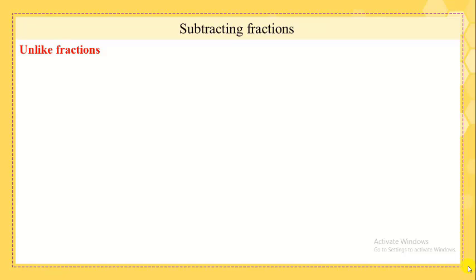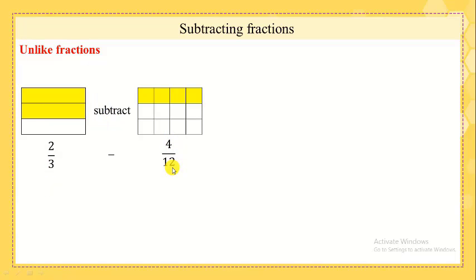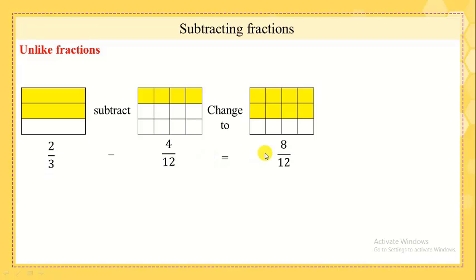What about subtracting unlike fractions? This represents 2 over 3. I have to subtract 4 over 12. Here, the denominators are different, so we need to change them so that they have the same denominators. Now, 2 over 3 is equivalent to 8 over 12, since they represent the same amount.